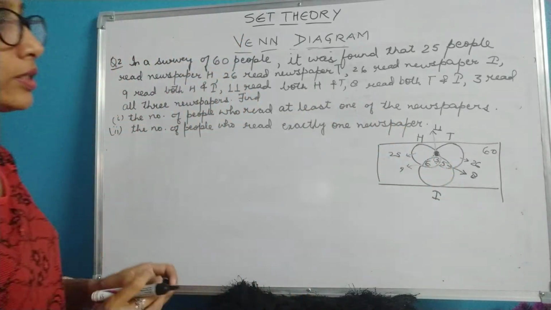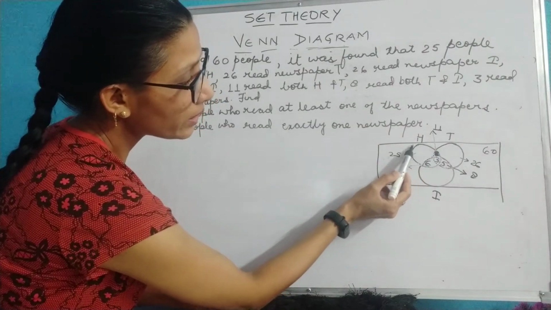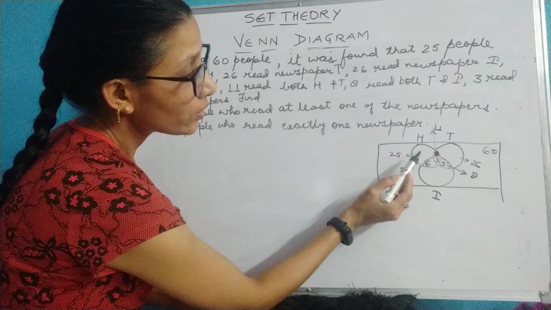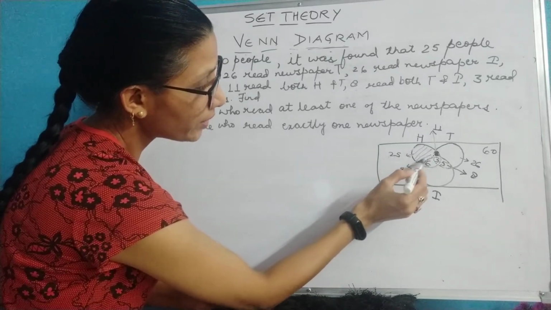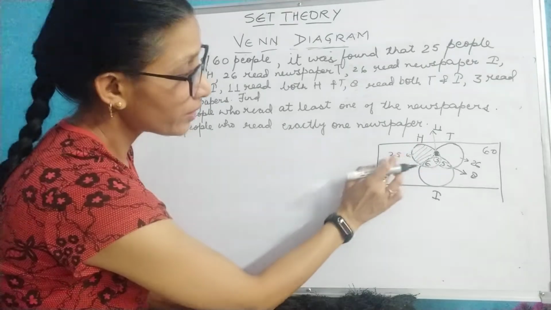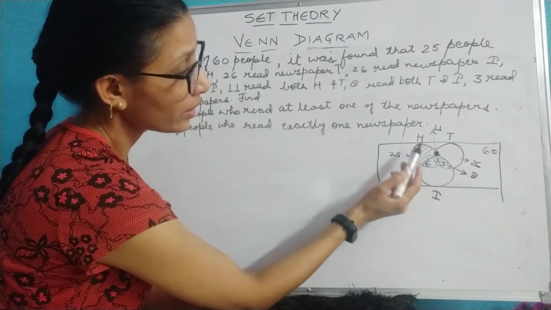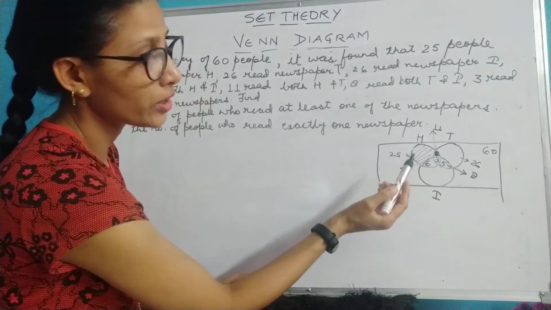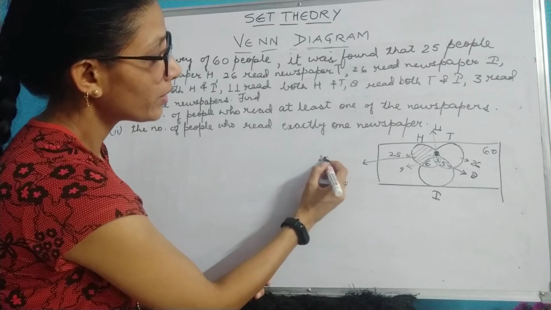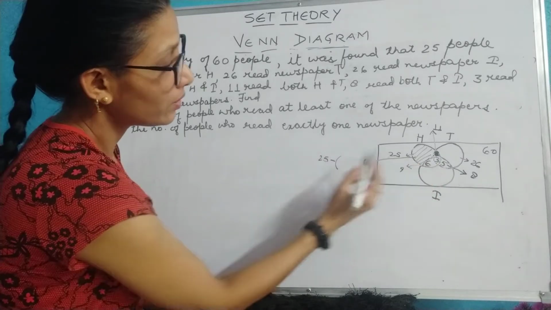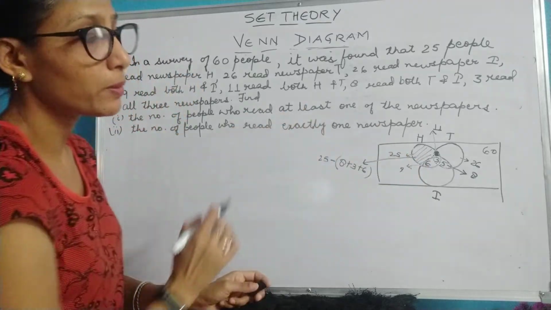Okay. Now you see children, this complete part is given to me as 25. Now this area which I am shading, 25 is the complete part which includes 8, 3 and 6. And if I want to find out this shaded part, then this shaded part will be 25 minus this plus this plus this. So this will be the leftover part.